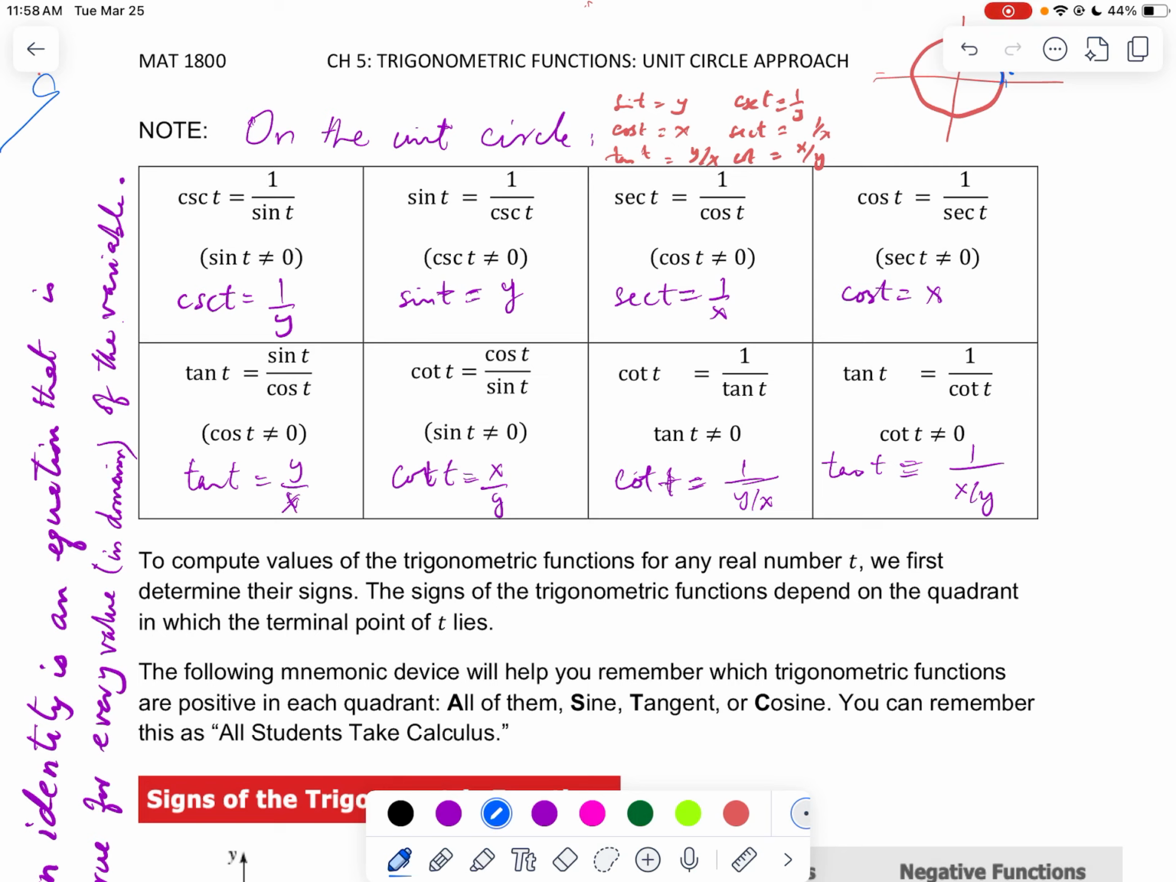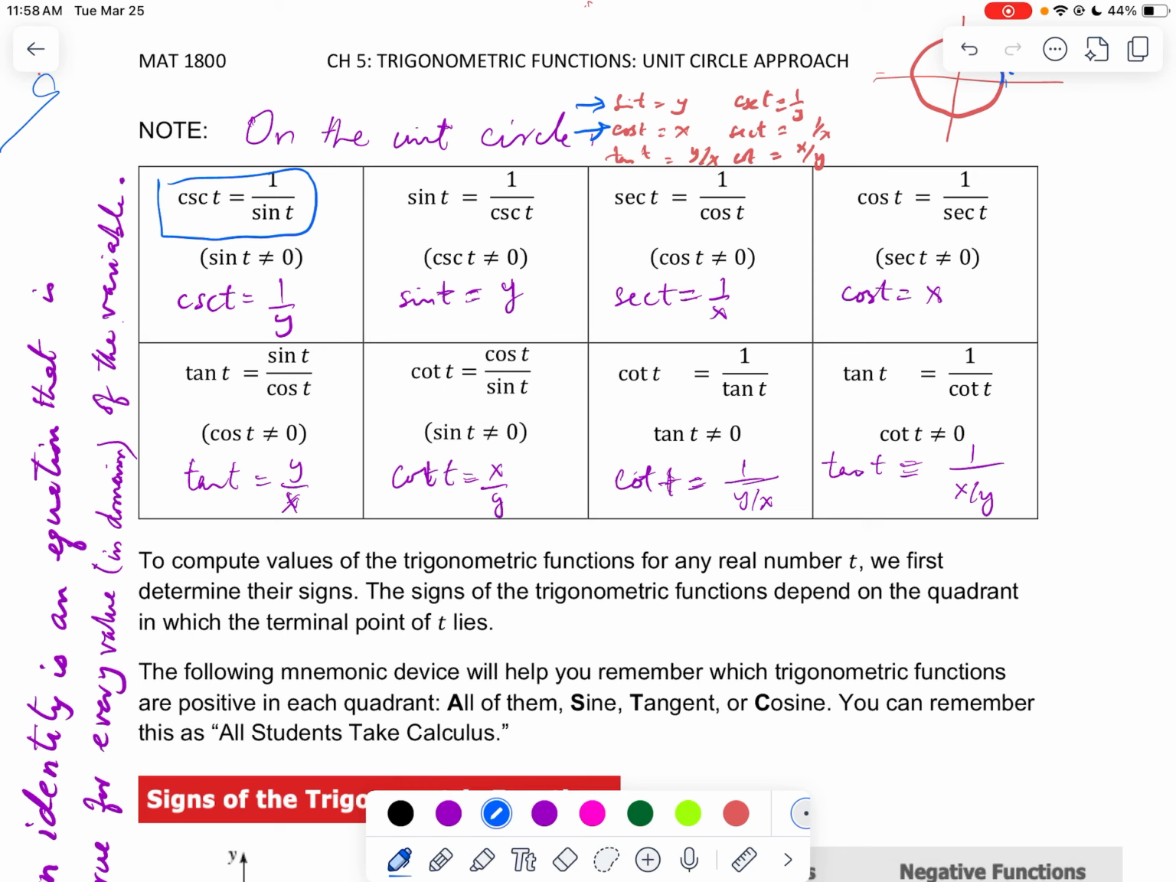For example, we know that sine of t is equal to y on the unit circle and cosine of t is equal to x. And we define the cosecant of t as 1 over y. But y is sine of t, so we can have this relation. We see that this is true, that cosecant is 1 over y by definition, but y is sine of t, so cosecant of t can be written as 1 over sine of t.